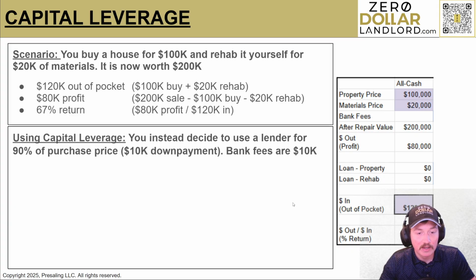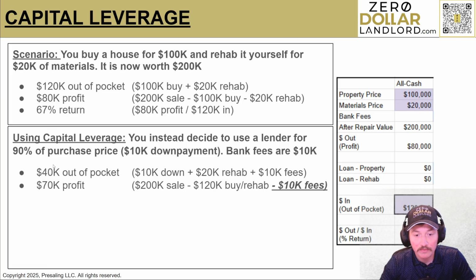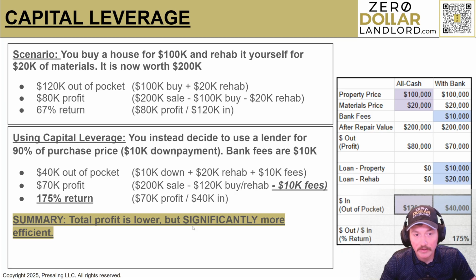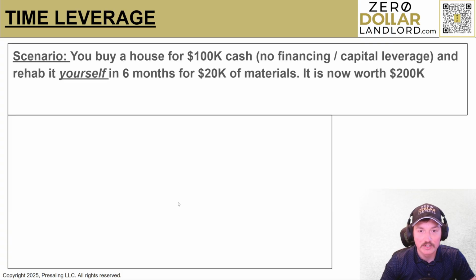Now if we use a bank as a scenario, this is going to dramatically increase our rate of return because the dollar amount we put in goes way down. So we say 40K out of pocket, right? 10K down instead of buying for 100K. Now we're putting in only 10K, plus the 20K in the rehab, plus 10K for the bank fees because the bank's got to get paid too. So you have less profit, 70K profit instead, but now you have a 175% return. So it is over double, almost triple. So total profit is slightly less, but way more efficient. And you can start to see maybe how a couple of these leverage concepts will start to stack on each other, which is, again, what we're trying to teach here.